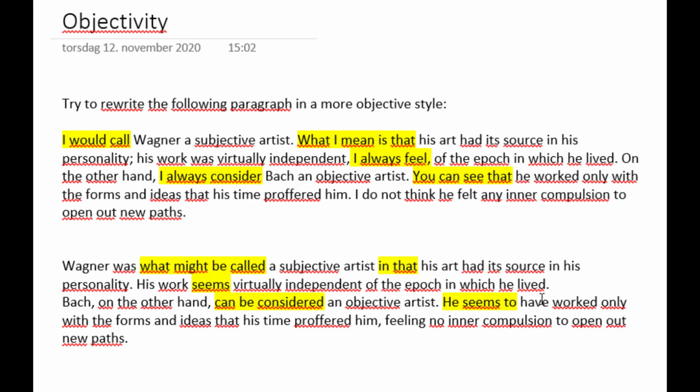I talk more about hedging in another video, so I'm not going to go more into it here. But again, it's an example of something that is typical of academic writing. If you look at the second paragraph, it is much more objective and much more academic than the first. Most of the same information is there. I've just taken away these personal pronouns and these explicit opinions. And I've used cautious language, hedging, to make the text more objective.